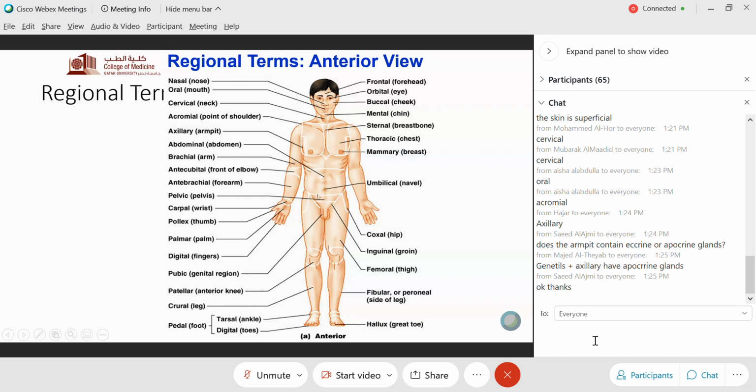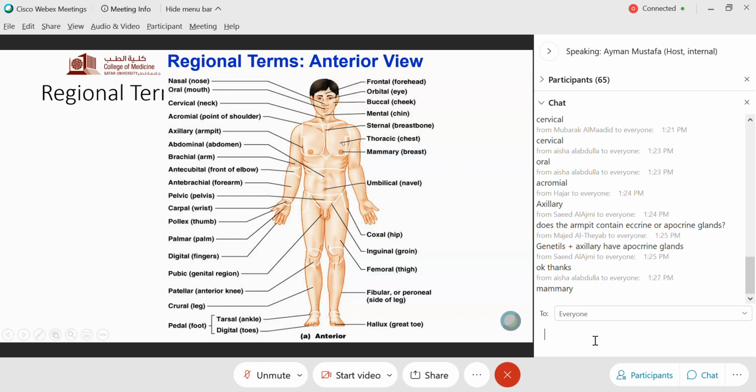The hip or the lateral aspects of the hip, we call it coxal. The area of the belly button, for example, we call it umbilical. The areas of the breast, we call it mammary. And your entire chest, we call it thoracic. The middle area of your chest, where your sternum is located, we call it sternal. Your chin, for example, we call it mental.